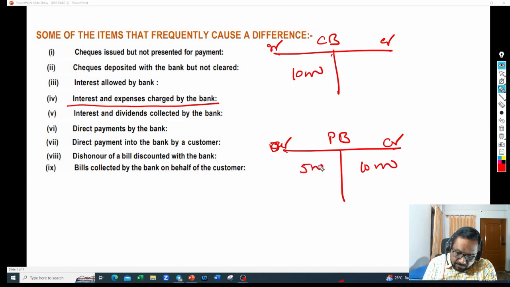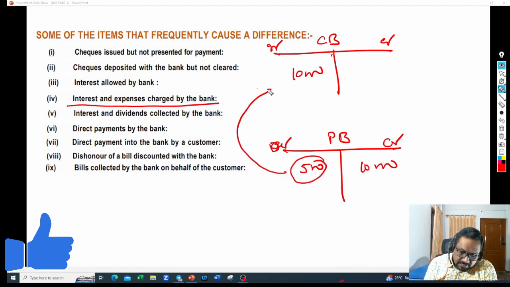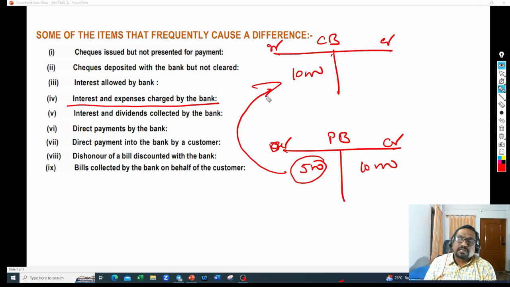Let us say 500 rupees interest and charges they debited to our account. When they debit this, they need to communicate to us saying, boss, I debited 500 rupees towards interest or charges. When they inform this, I can also record it in my cash book on the payment side. But this information was not given to me. Since this information was not given to me, it is not recorded in the cash book.